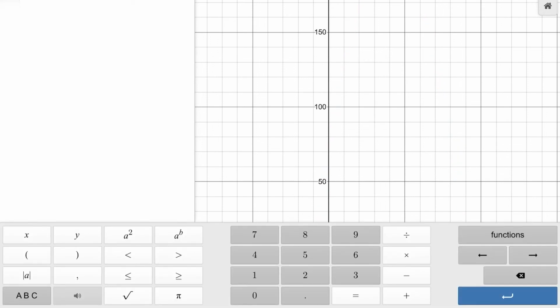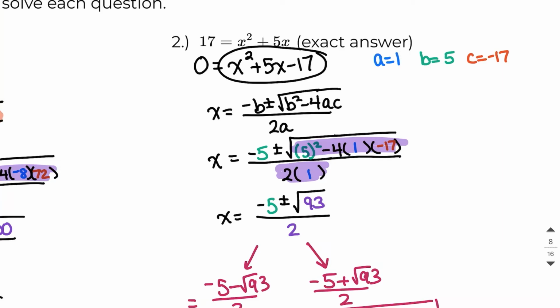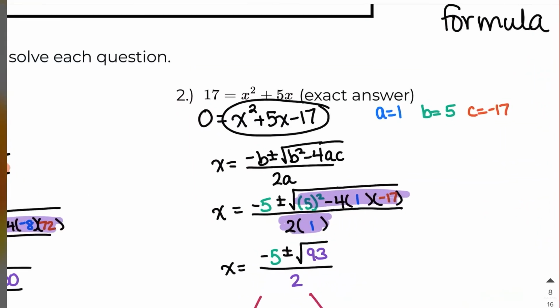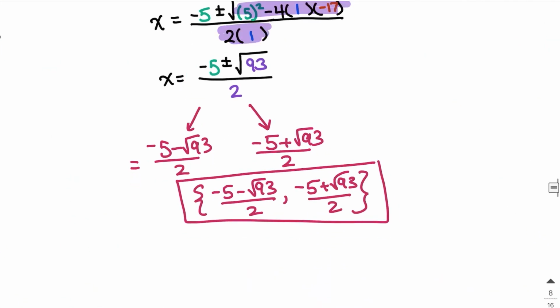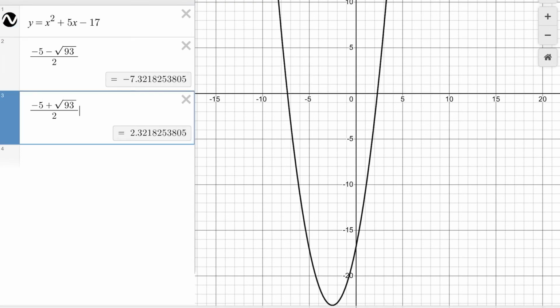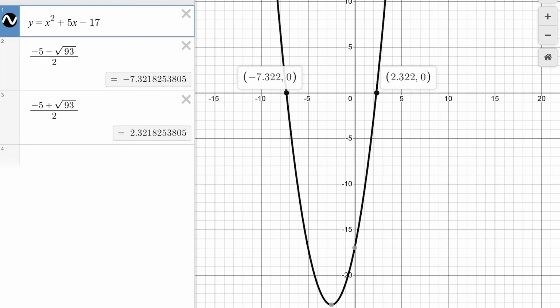Let's try the next one. So I'm going to type this into Desmos and I'm going to use y equals as well. And if you see here, this parabola will intersect at these values right here, negative 7.322 and 2.322. And if you remember, the answers that we got here were these two answers right here. So I'm going to type these into Desmos to see what these are as values. And if you notice, the values that are on our roots or x-intercepts are the exact same values that we got right here when we round them. So this will also give us our answer.